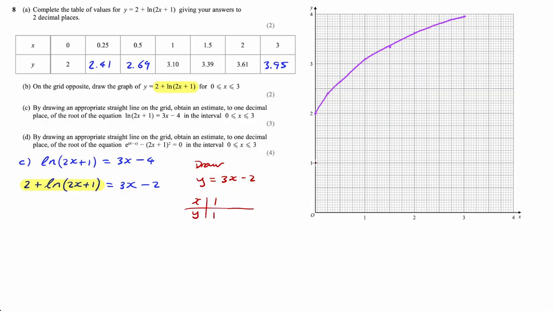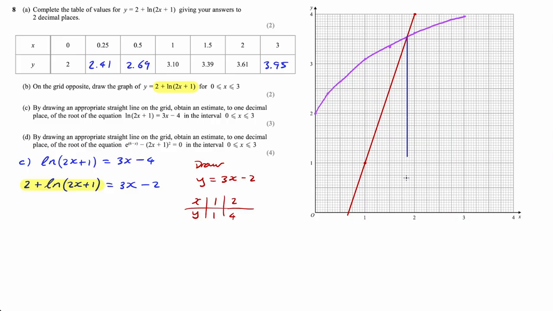So there's a point. And when x is 2, y is 4. So 2, 4. Sorry, I said 1, 1. That's definitely not right. 1, 1 is here. And 2, 4 is here. Okay. Then draw this line down like this. And where they intersect, which is here, is where I am going to have my answer.